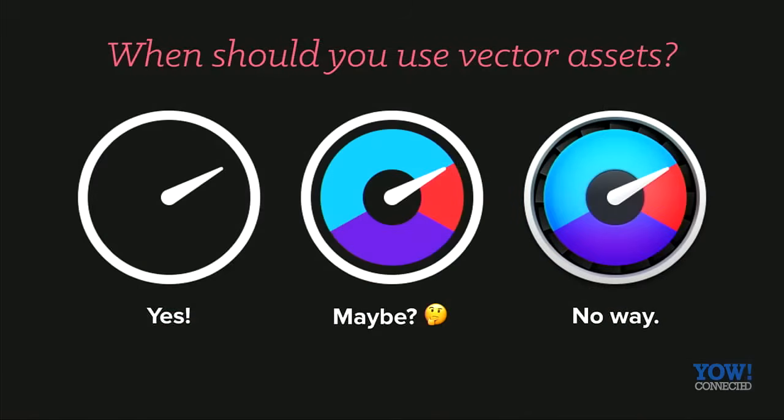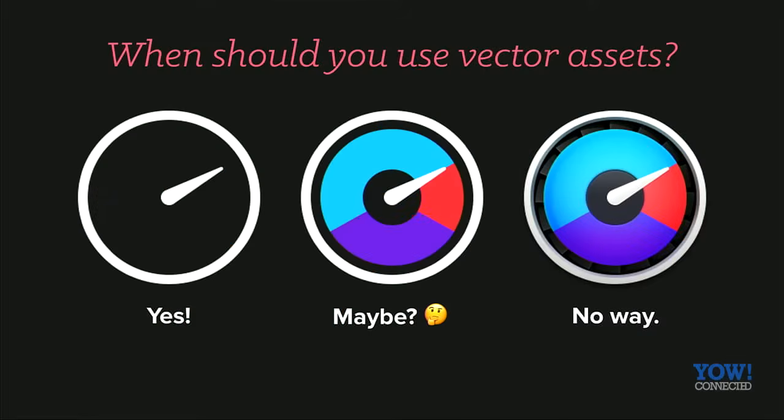So the big question is, when should you be using vector drawables? When should you be including vector assets in your app? Here's a hopefully simple explanation. On the left, we have action bar icons, that kind of thing, just single color glyphs. Yes, that's a great time to use it. They'll be tiny, they'll load off disk really quickly, they'll render quickly, no problems at all.